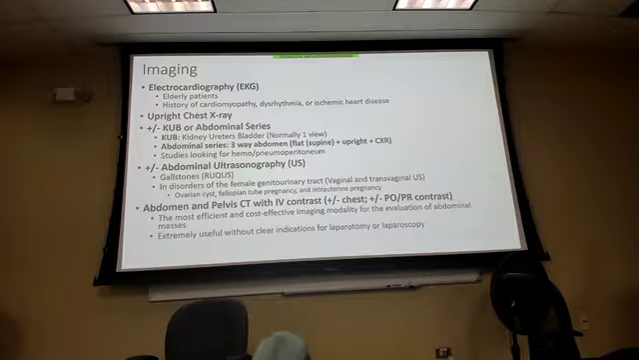Again, if we're looking for pneumoperitoneum, we're just going to do that upright. And if it's positive, we're going to go on. If it's negative, we're probably going to do a CT. Okay. Very rarely do we do an abdominal series.